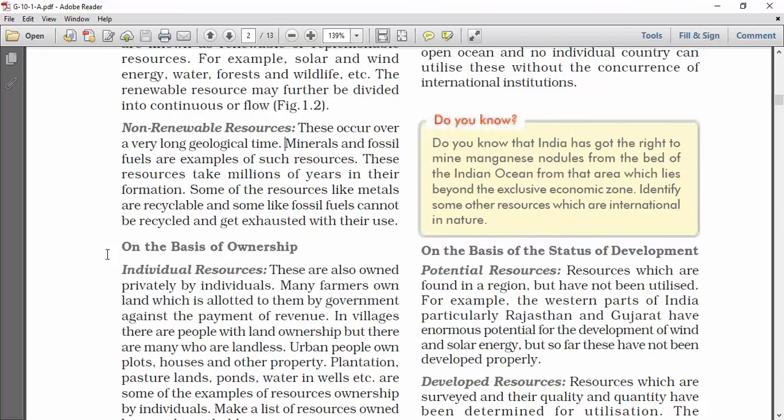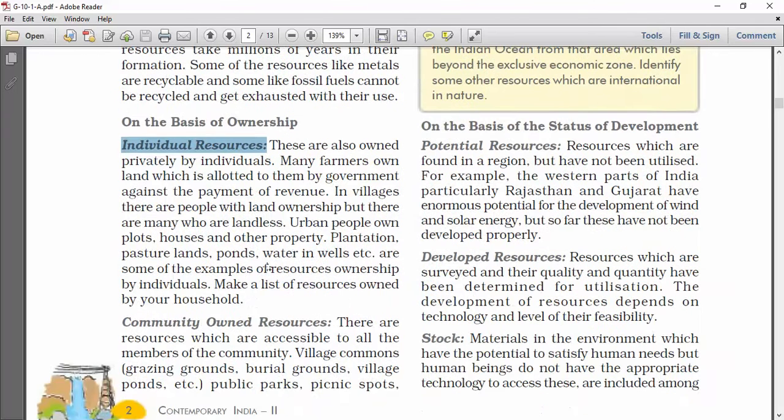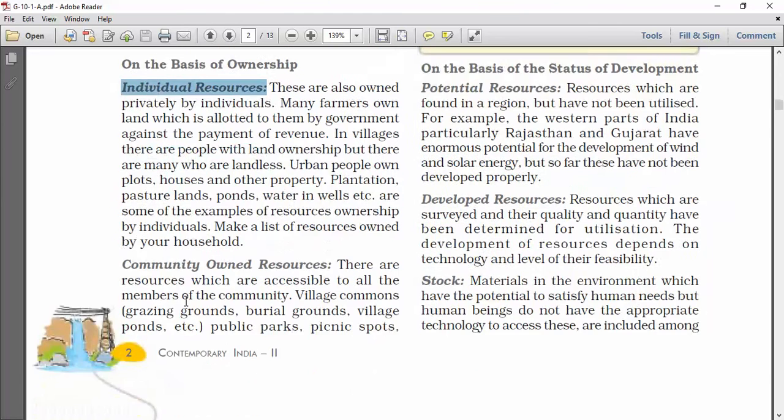The next category, on the basis of ownership: individual resources. These are the resources owned by individuals. Many farmers own land which is allotted to them by the government. In villages, there are people with land ownership. In cities, people own plots, houses, and other property. So these are some examples of individual resources.